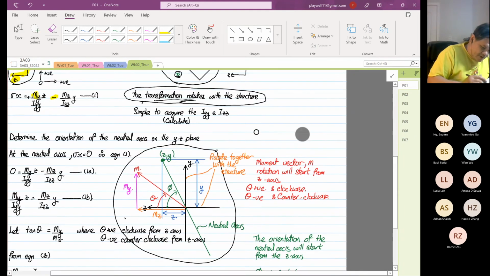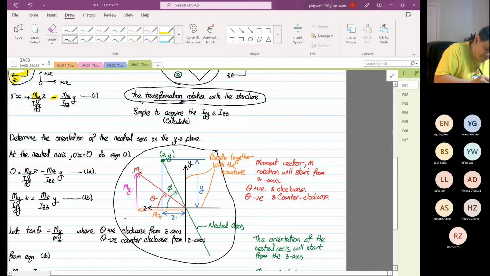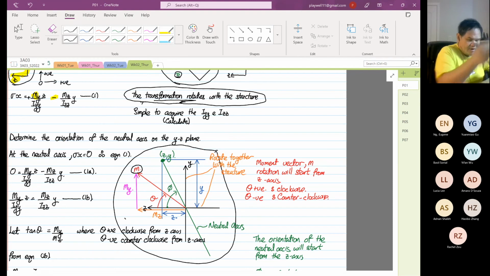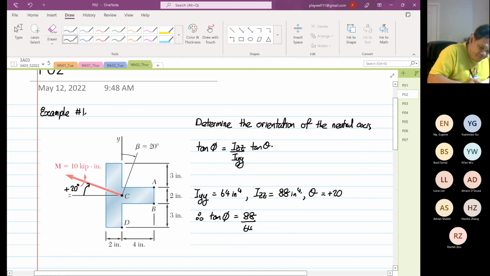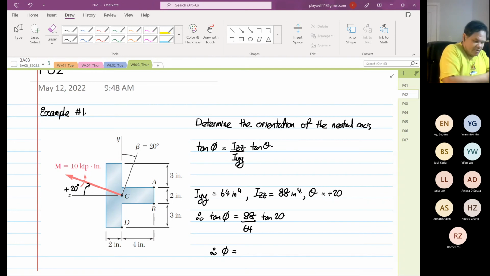So theta is from the z-axis relative to the moment vector. From the z-axis to the moment vector, that is the orientation, and clockwise is positive. So this angle from here to here is 20 degrees, and it's going clockwise, so positive 20. Therefore tangent pi is equal to Izz, 88, divided by 64, then tangent 20. So pi will be equal to, on the calculator, tangent 20 times 88 divided by 64, inverse tangent, equal to 26.6 degrees.